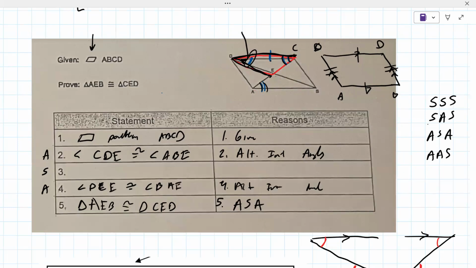All right, and the sides are congruent. DC is congruent to AB by definition of parallelogram. Opposite sides are congruent. Okay, let's go ahead and stop there for now.